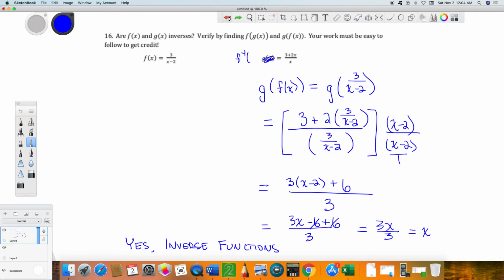Or if you like the name g of x, you could rename this one g inverse.